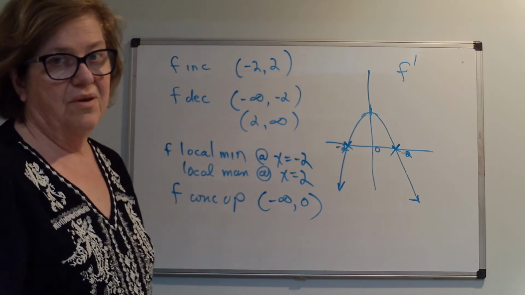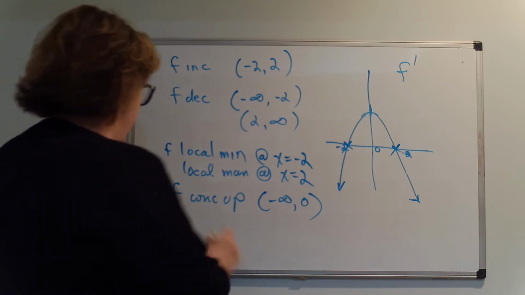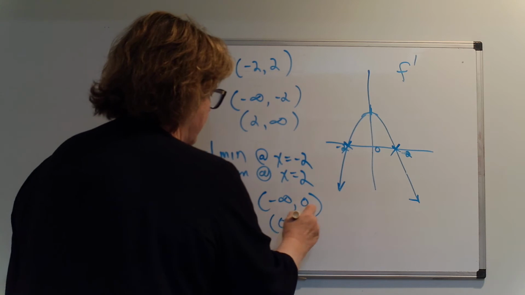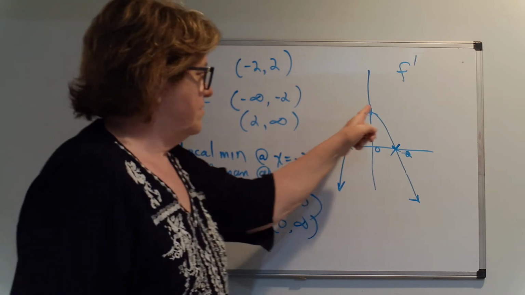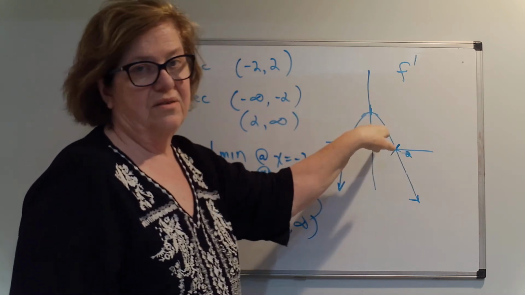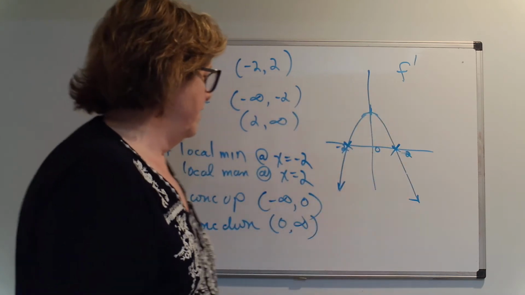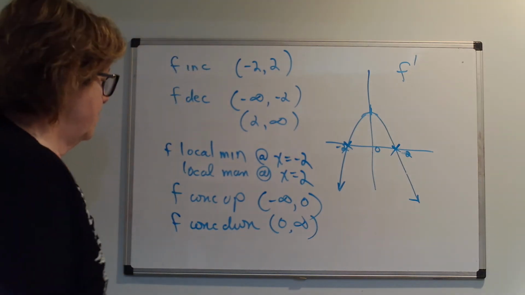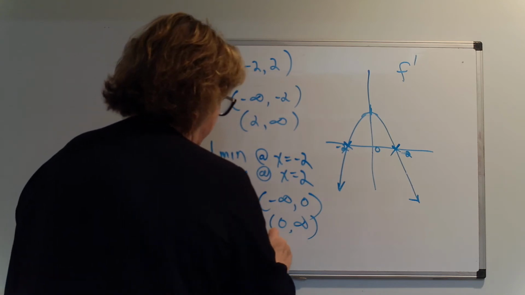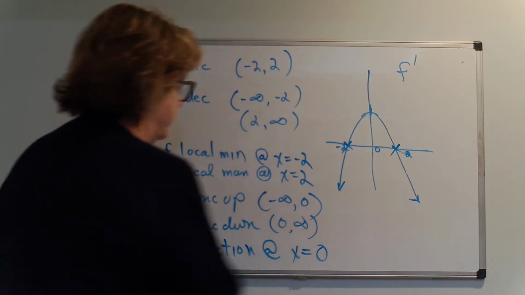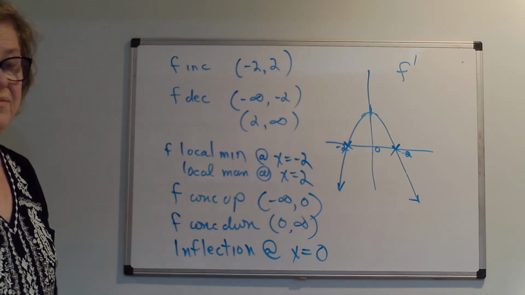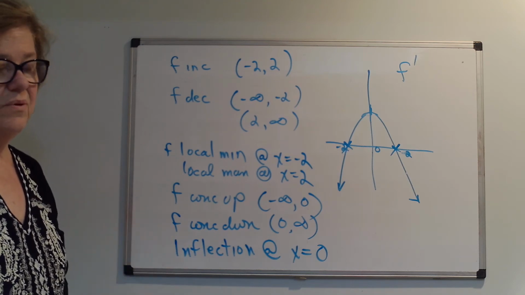So f is concave up. f is concave down from 0 to infinity, because from 0 to infinity the slopes of the tangent lines are all negative. So we have an inflection point at x equal to 0, because we change from concave up to concave down there, and that's an inflection point.